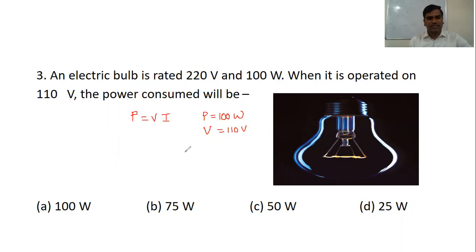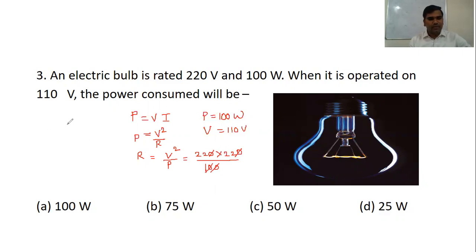So I will find the resistance of the bulb. I can be written as V by R, so this can be written as V square by R, which is equal to P. Therefore, resistance of the bulb is V square by P. Now the voltage rating of the bulb is 220 into 220 and the power given is 100. So resistance of the bulb is this much, 22 into 22.